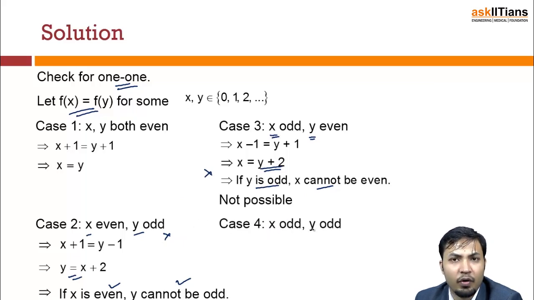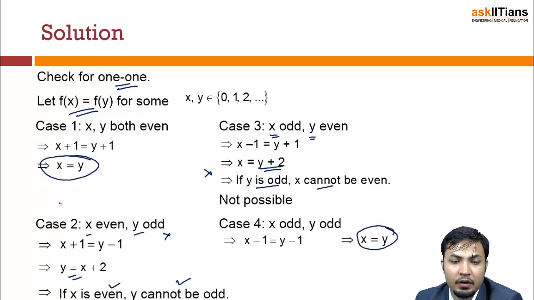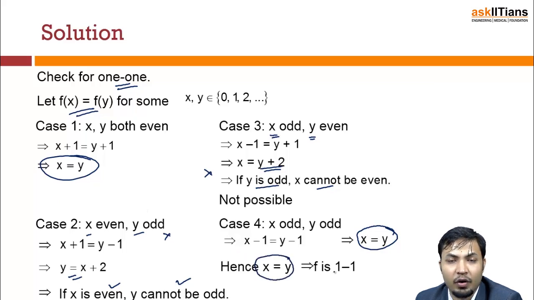So I have case 4, where x is odd and y is also odd. So in that case I can have x equals y. Okay, so what does this give me? x equals y for f is 1-1.